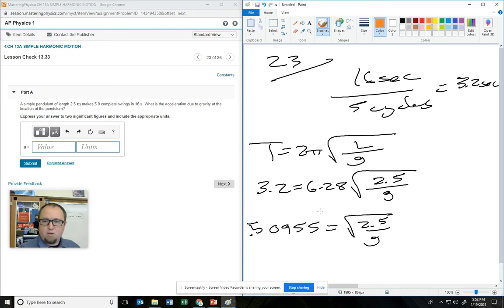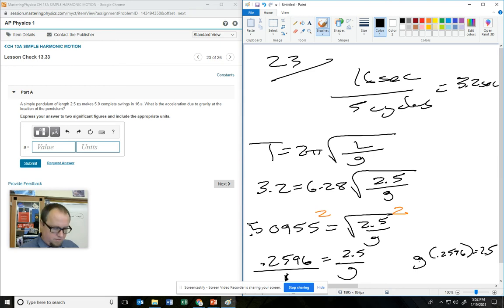Now I'm going to change my colors. I'm going to square now. When I square, I'm just going to square this guy. I'm going to write down what it is. 0.2596 equals 2.5 over G. Now I have to put it over 1 here. I need to now solve for G. So I move G up to the left, so I get G times 0.2596 equals 2.5. Now I divide. So 2.5 over that value, I get 9.6 meters per second squared. This is one of the methods we use to find out what G is.